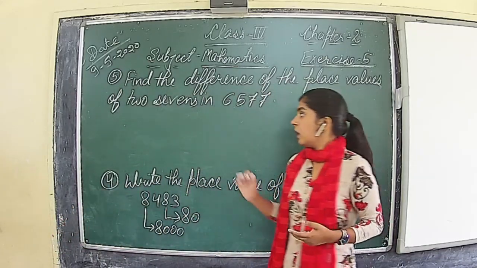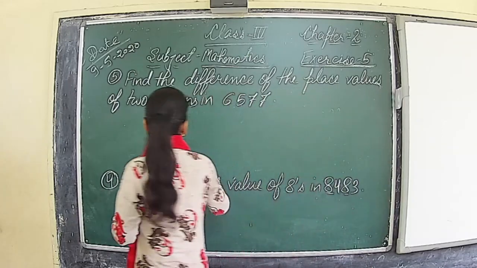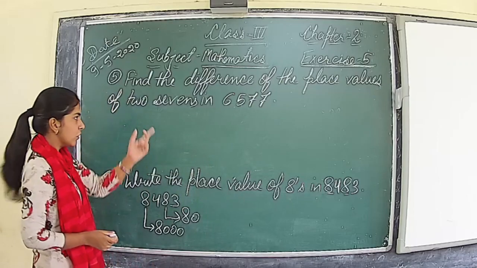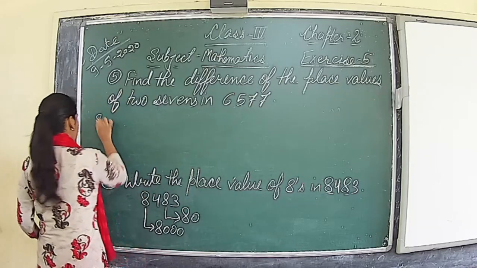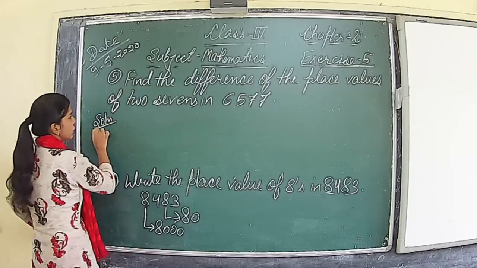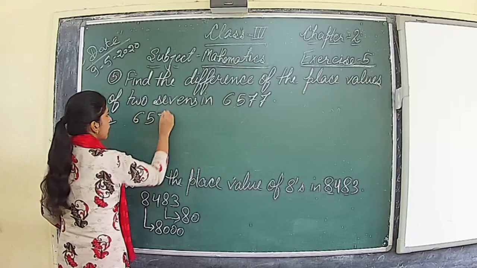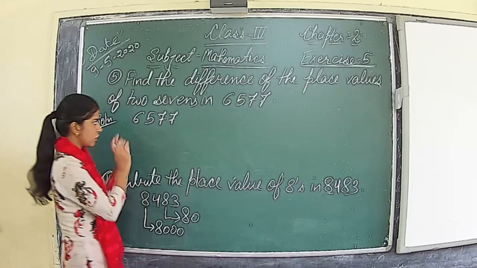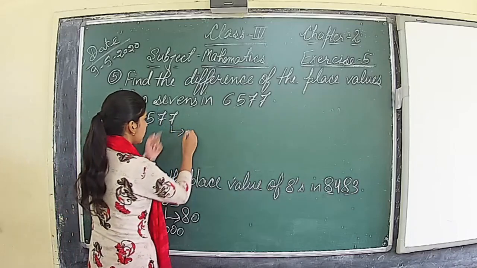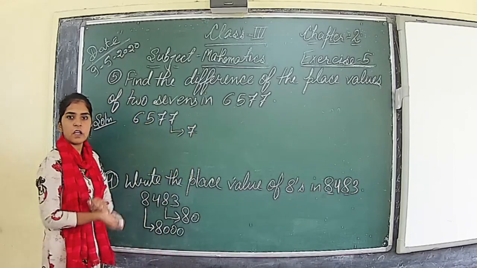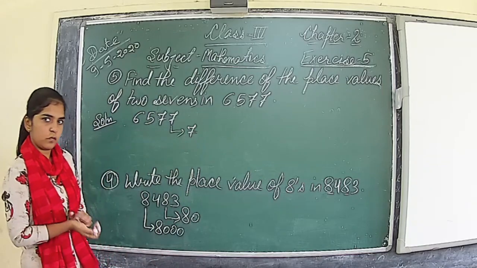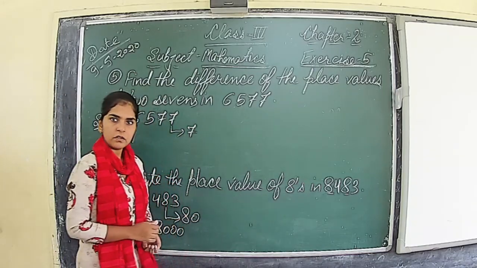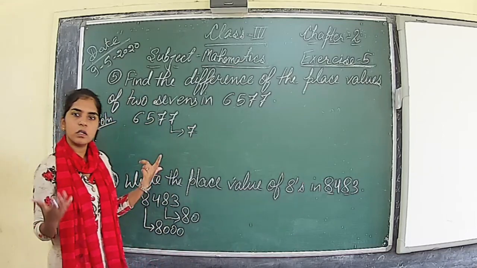To solve this question, we must know what are the place values of these two sevens. After that, we can subtract the numbers. So first of all, we will write the place values of these two sevens. Okay? What is the place value of this 7? Place value of this 7 is 7 itself. Why? Because its place is 1, right? And 7 times 1 is equal to 7, right?